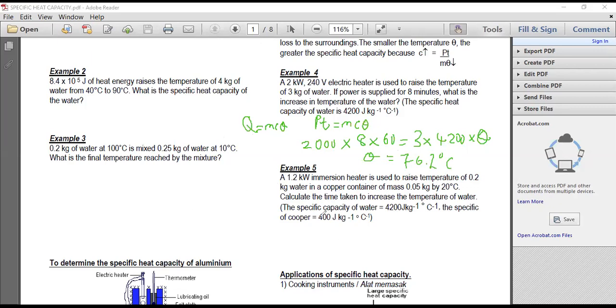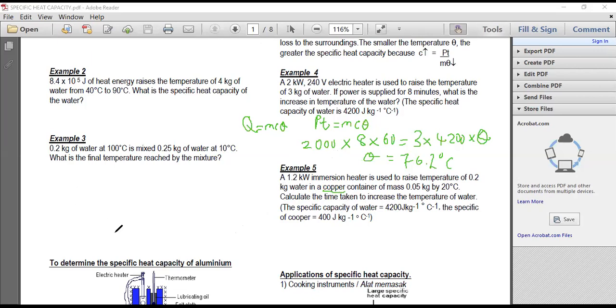Now another example. A 1.2 kilowatt immersion heater is used to raise the temperature of 2 kilogram of water in a copper container of mass 0.05 kilogram by 20 degrees Celsius. Calculate the time taken to increase the temperature of the water. Here they are using copper, which is a good conductor of heat. If the container is polystyrene or plastic, we can ignore the heat absorbed by the cup. But in this case, we cannot ignore the heat absorbed by the cup.